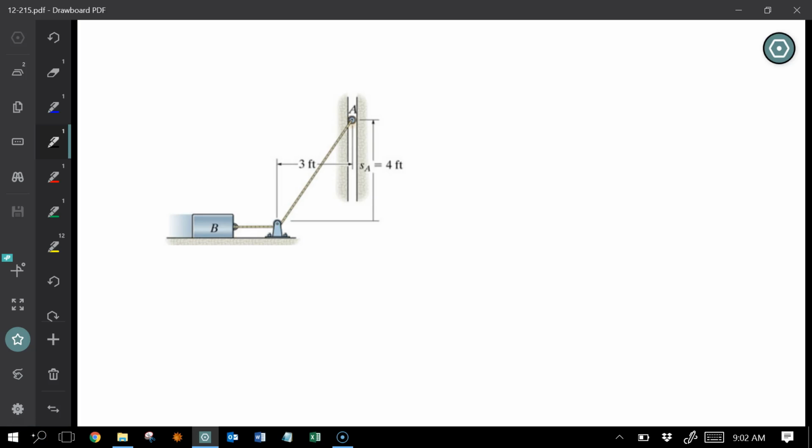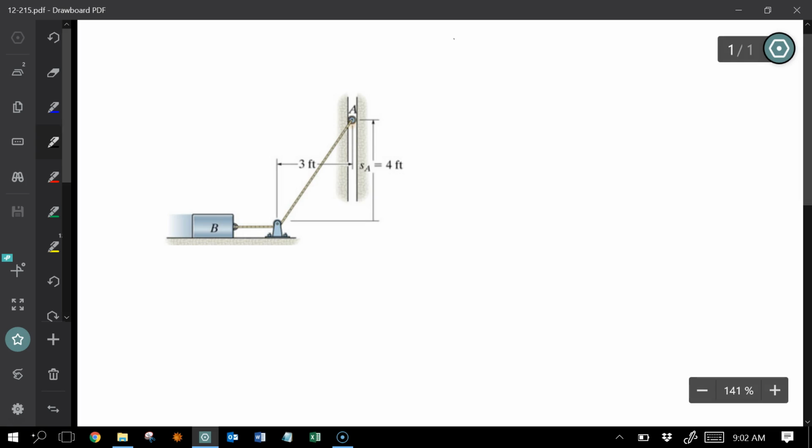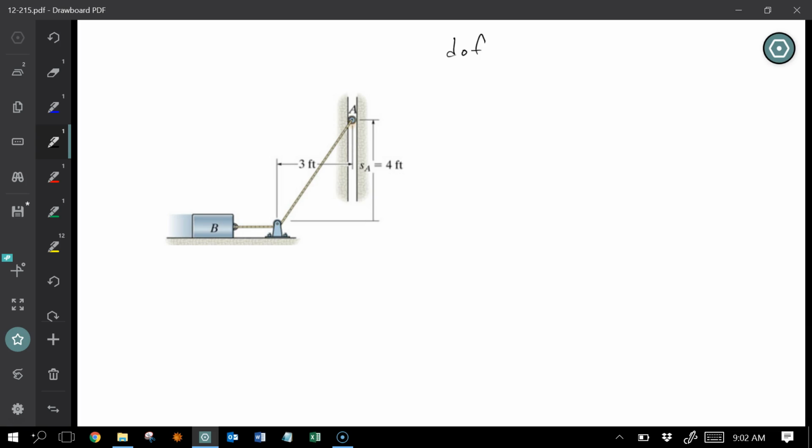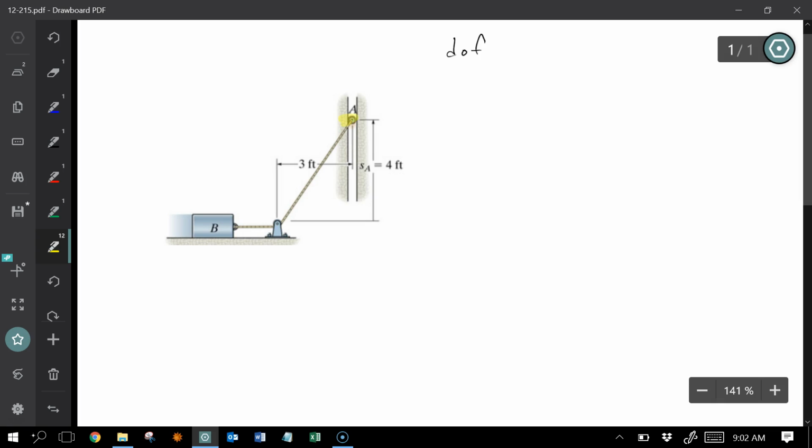Okay, for this problem, let's take a look at the degree of freedom that this one has. So let's do it by looking at the motions. You ask yourself, is it possible that something can move? And yes, body A, pin A, can move. It can go vertical. So you count 1 degree of freedom.